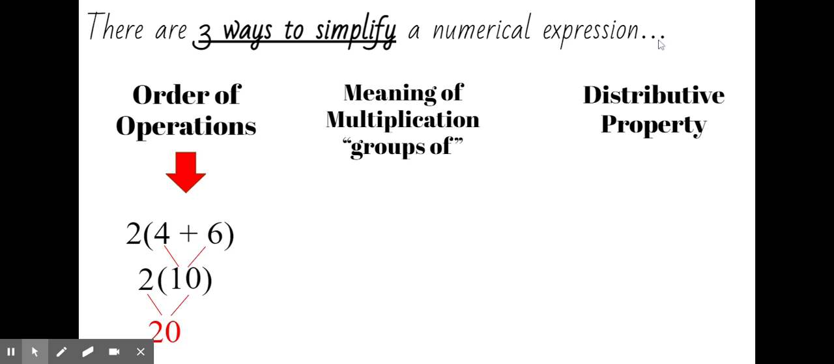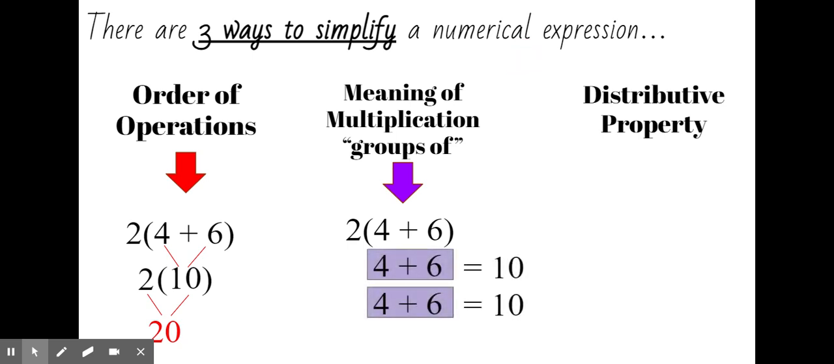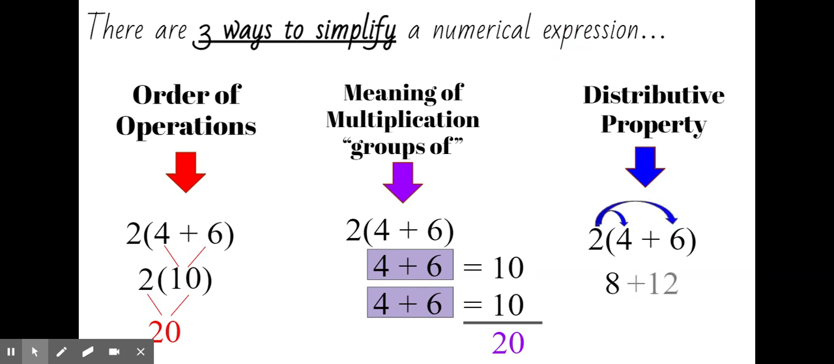I could also look at the meaning of multiplication. Multiplication means groups of. So if I have 2 times the quantity 4 plus 6, it's really two groups of 4 plus 6. One group of 4 plus 6 is 10. A second group of 4 plus 6 is also 10, giving you a combined total of 20. The third way to simplify a numerical expression is by using the distributive property. When I multiply 2 times the quantity 4 plus 6, I can first multiply 2 times 4 and get 8, and then I multiply 2 times positive 6 and get positive 12, and 8 and 12 make 20.